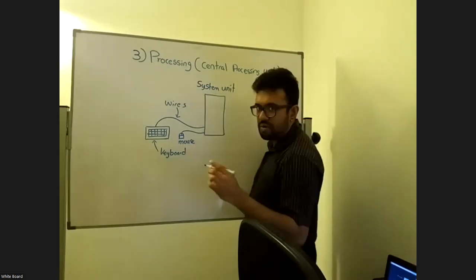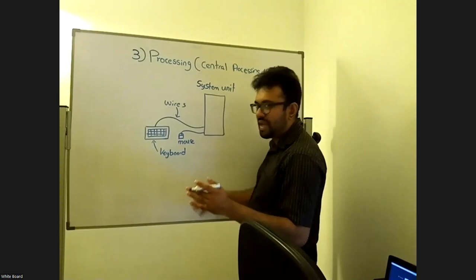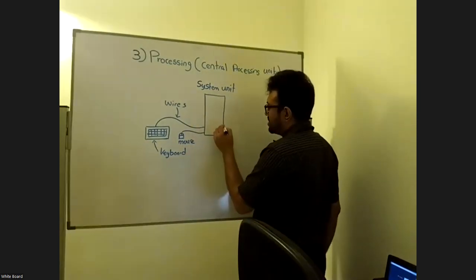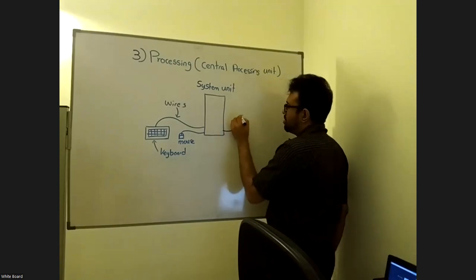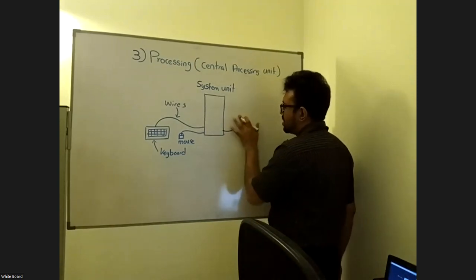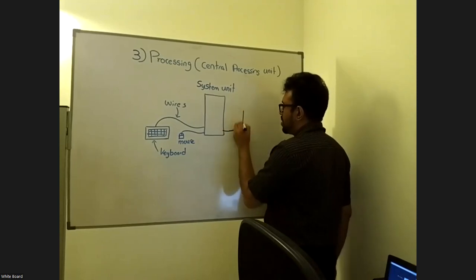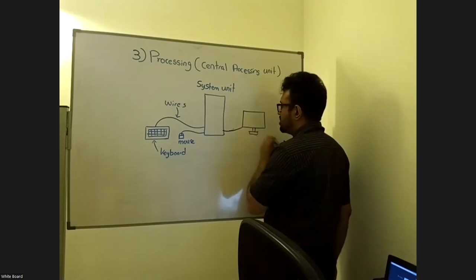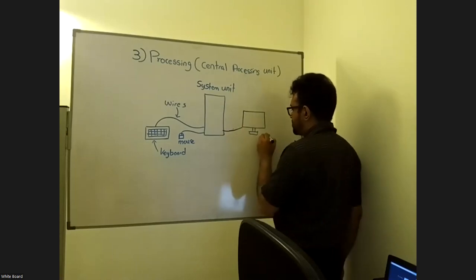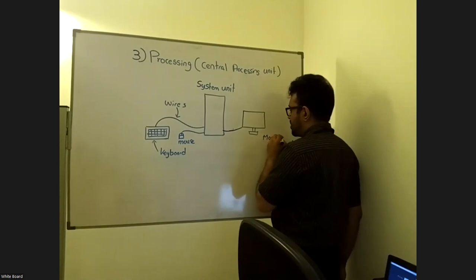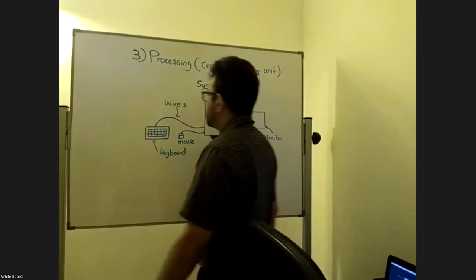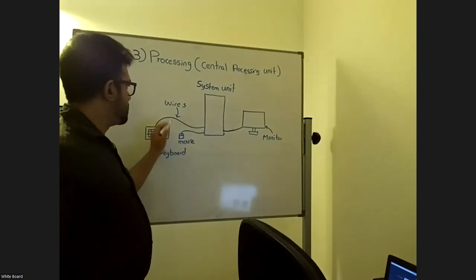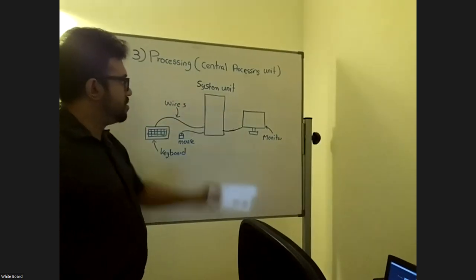In laptop computers, you don't have it. In laptop computers, we have it inside the same body, so we don't see anything like this in laptops. Then we have the monitor. Wires, mouse, keyboard. So these are wires. System unit. You can see the monitor.